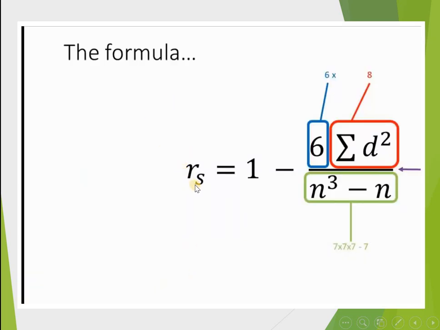Using the formula, which is RS equals 1 minus 6 multiplied by the sum of d squared over n power 3 minus n. 6 is a constant, and the sum of d squared we calculated is 8. n power 3 means 7 times 7 times 7, minus n, which is 7.